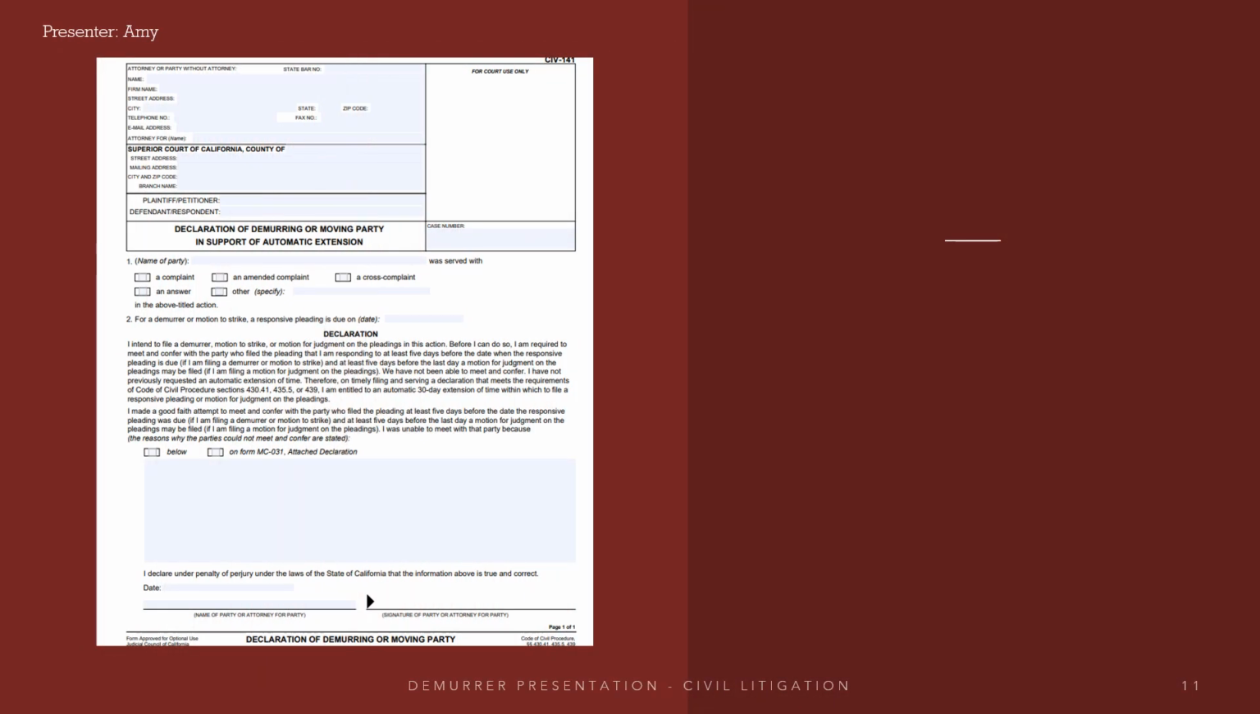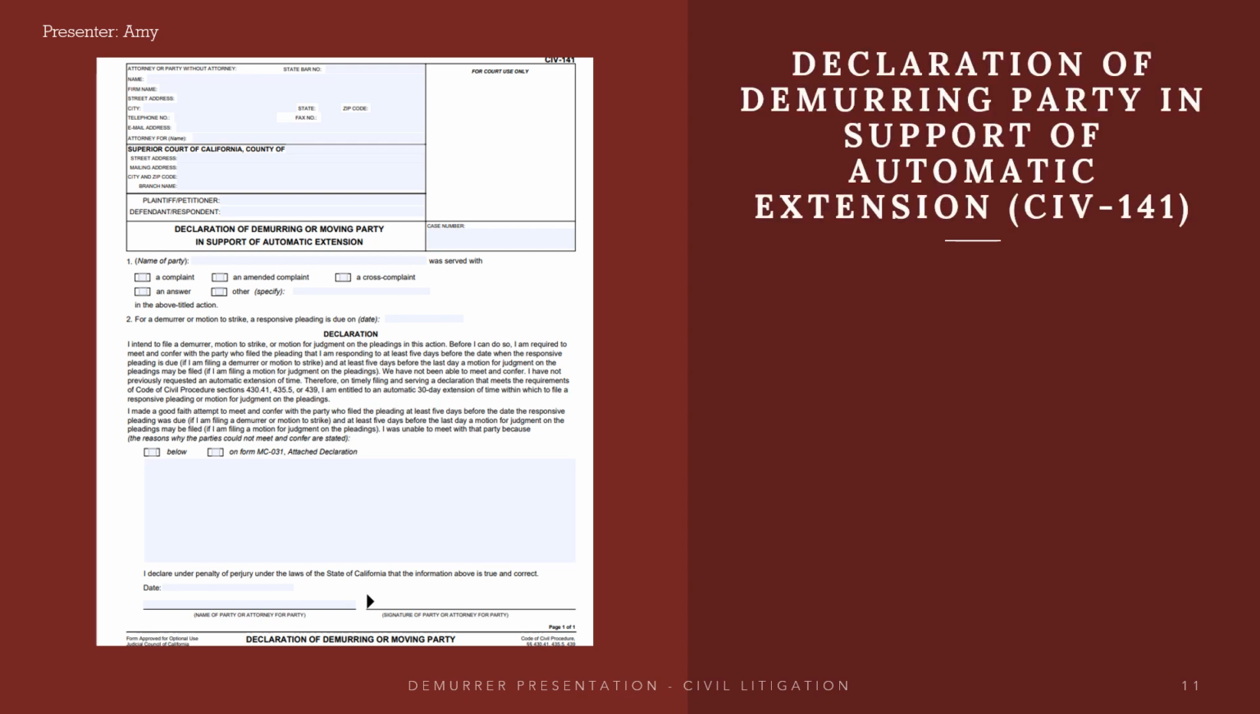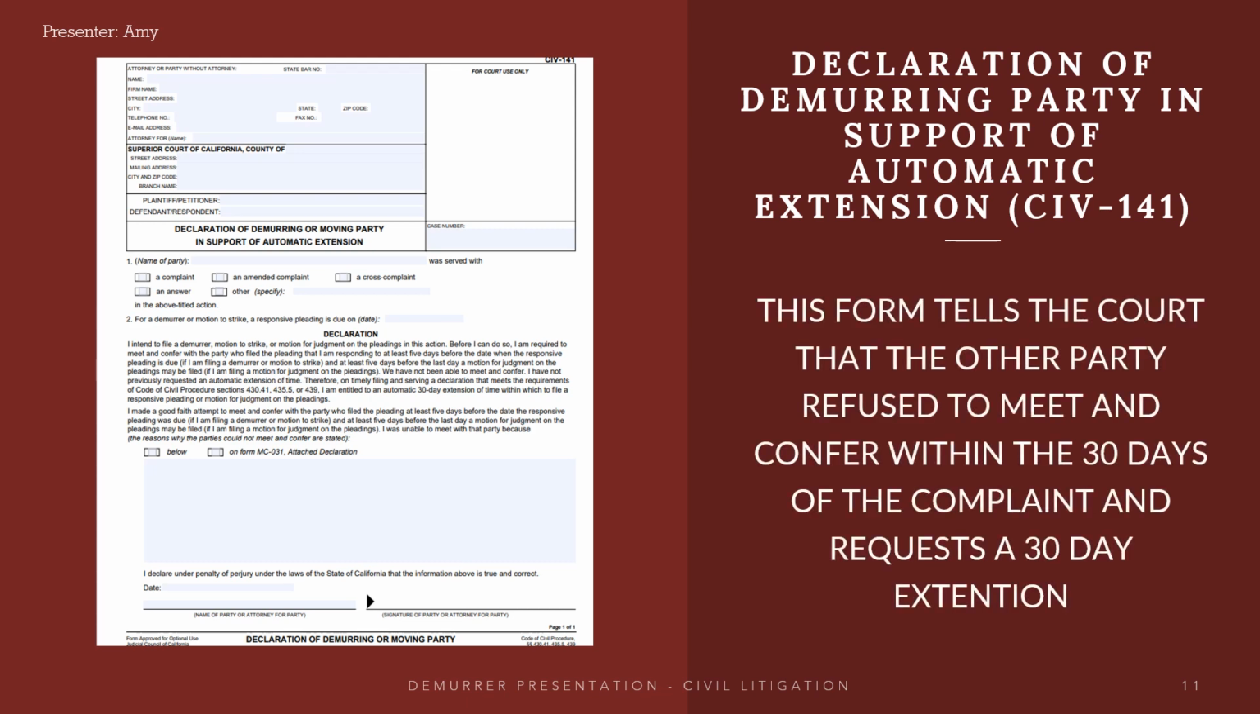In Form CIV-141, the court is made aware that the other party refused to meet and confer within the 30 days of the complaint, and requests a 30-day extension. The declaration portion of this form requires the demurring party to either attach an additional declaration form or write out the reasons why both parties could not meet and confer under the guidelines of CCP 430.40.